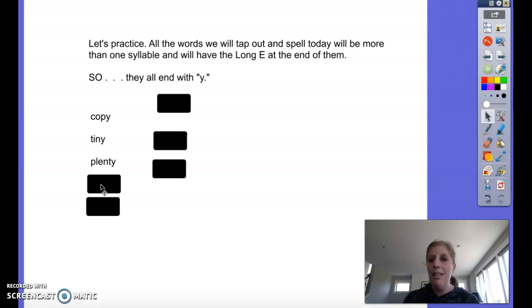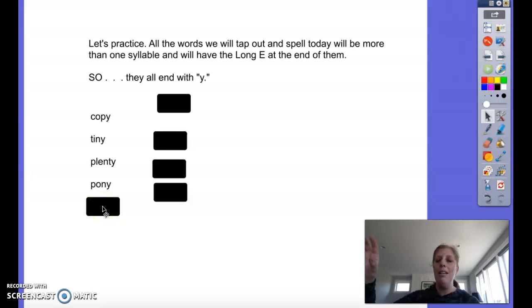Okay, the next word is pony. A little horse is called a pony. So po, P-O, and the second syllable, ni, N-Y. P-O-N-Y. And the last word is body.